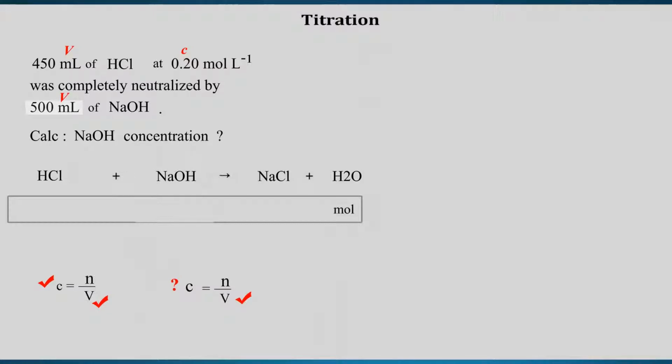C times V gives mole. When acid and base fully neutralize, the number of moles of acid must equal the number of moles of base. That is the important part. So, when they are equal, you can find the n. If you know the n, you can find the concentration of that sample.